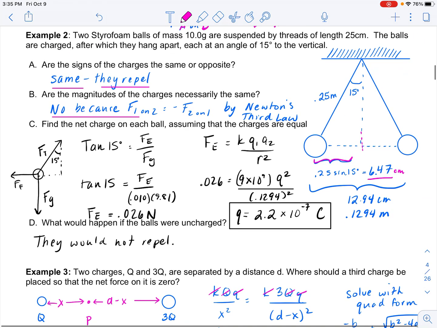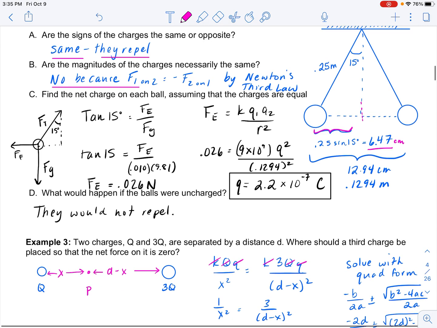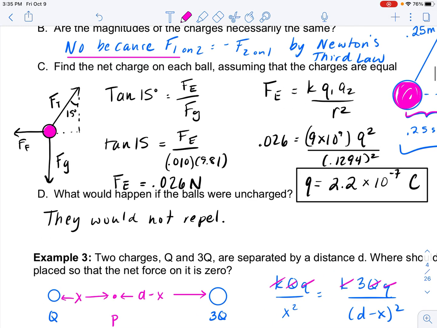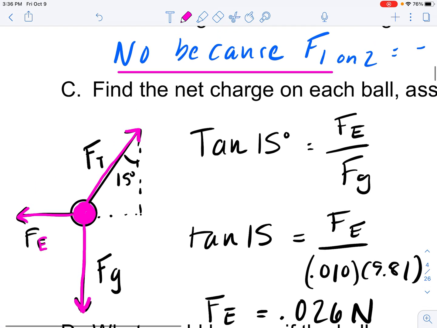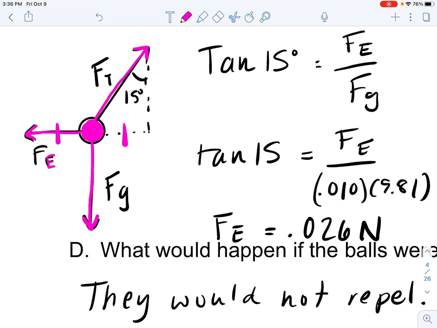Part C, find the net charge on each ball, assuming the charges are equal. I'm going to take the ball on the left and draw a force diagram for it. I've got 3 forces: the force of gravity, the electric force, and a tension force. These 3 forces must sum to 0, meaning that the electric force is equal to the horizontal component of the tension, and the gravitational force is equal to the vertical component of the tension.